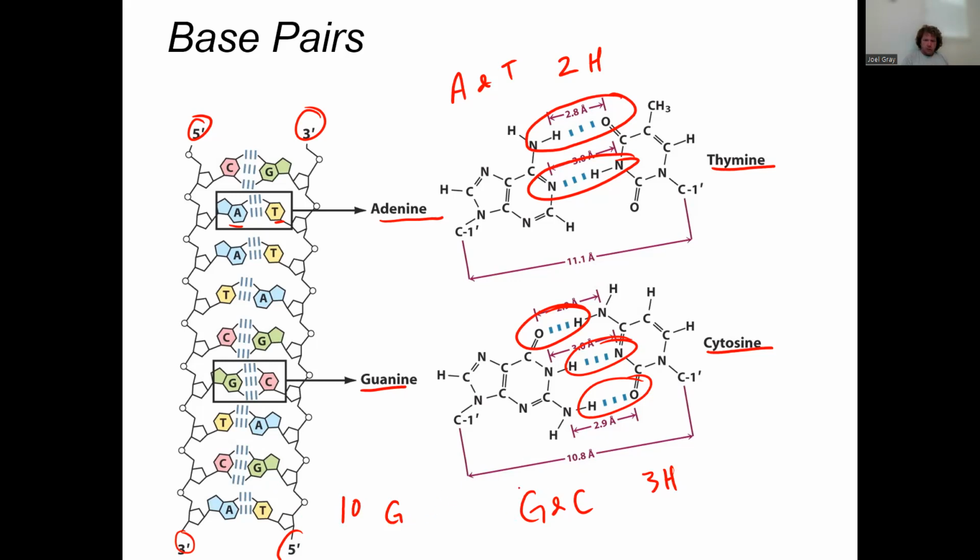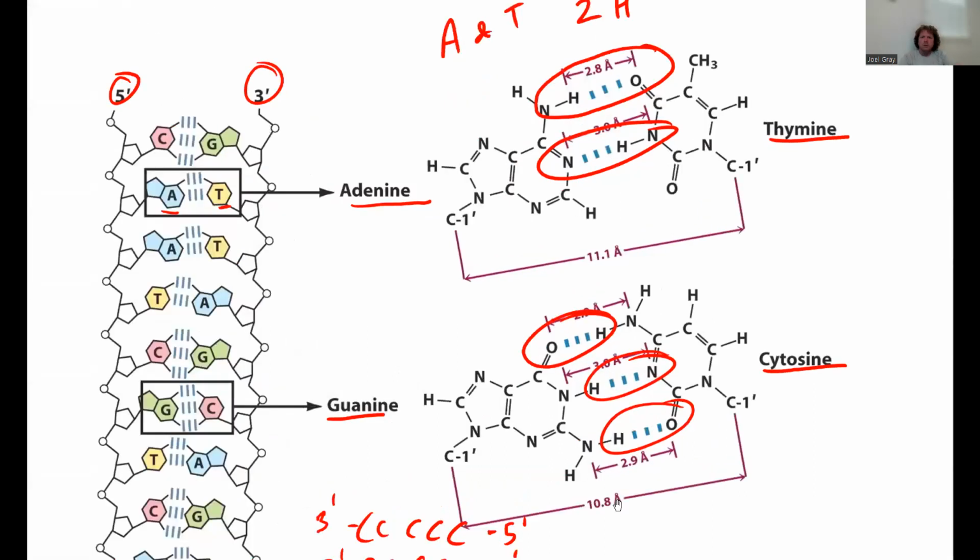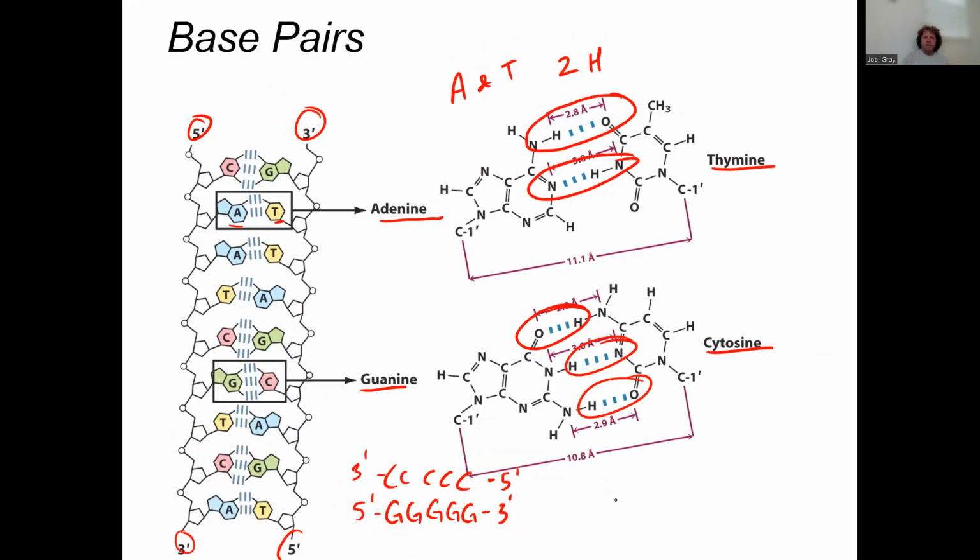pair up with something. Let me do some erasing here. I'm going to erase the 10. I'm just going to say G, 5 prime to 3 prime. It's going to be C, C, C, C, C. Okay. So this is 5 bases that pair up with one another. 5 times 3, 3 hydrogen bonds each. Oh, I zoomed in somehow. This is going to be 15 H bonds.